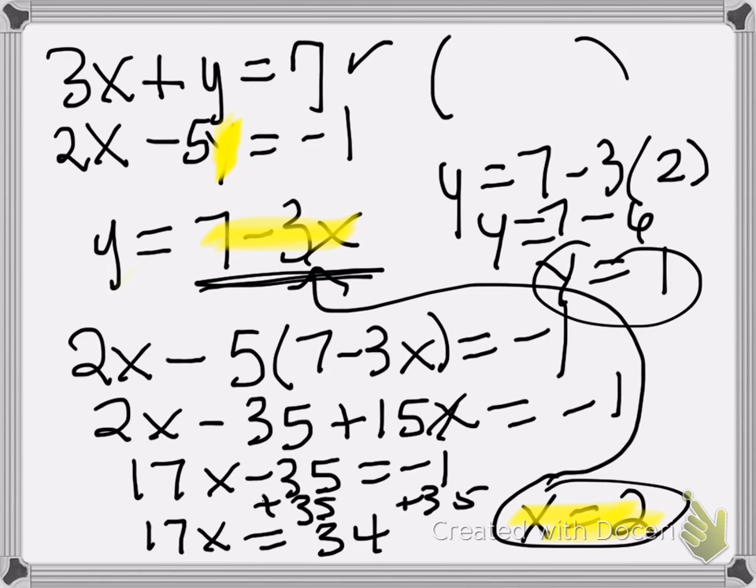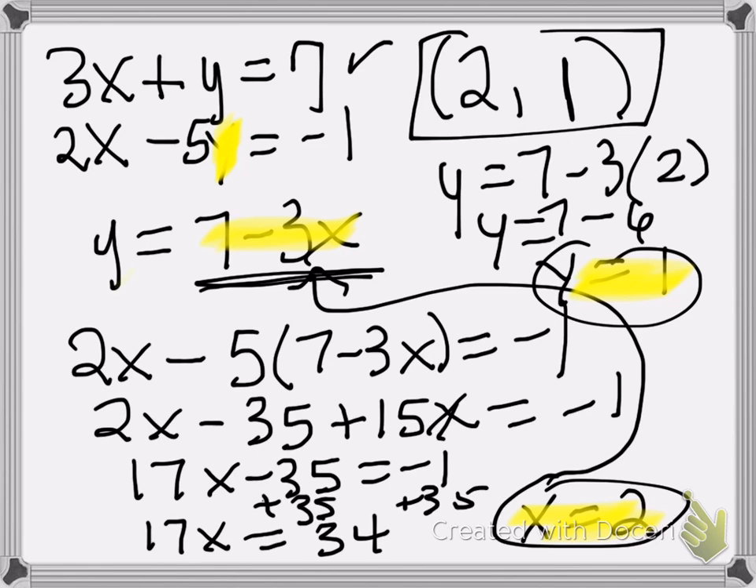Now here's your final answer. Put it in an ordered pair. The x goes first, and it was a 2. And then we just found y. It was 1. And that's the answer that we're looking for right there. These two lines cross on the graph at 2, 1. That's our final answer.